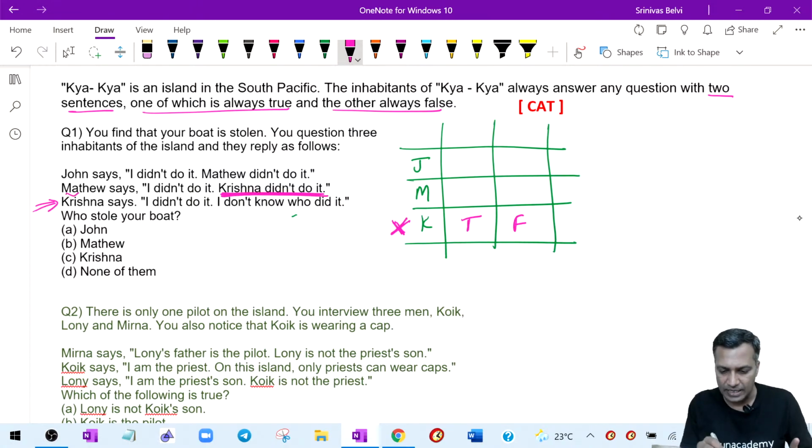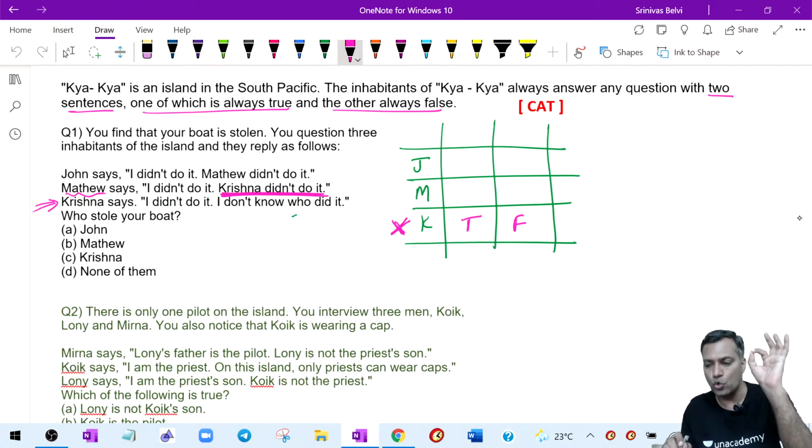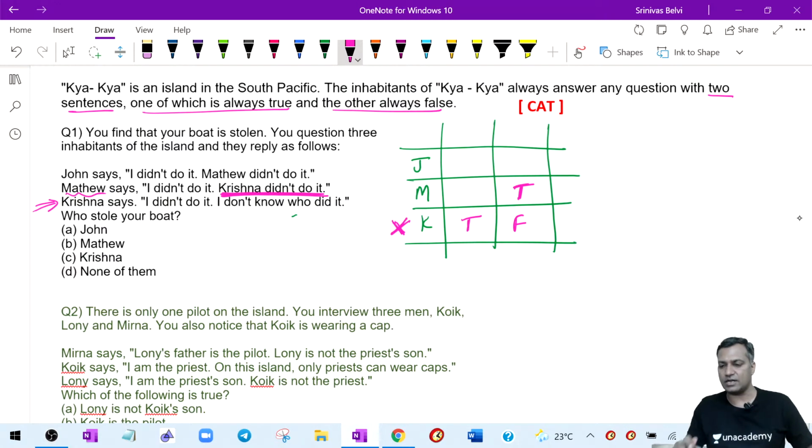So Matthew is commenting that Krishna didn't do it, right? Therefore, "Krishna didn't do it" is true. He is telling the truth. Why? Because I already know that Krishna has not stolen it. Matthew is also saying that "Krishna didn't do it" is true. But the author has said that everyone has made one true statement and one false statement. Therefore, this has to be false. Okay. So "I didn't do it" is false.